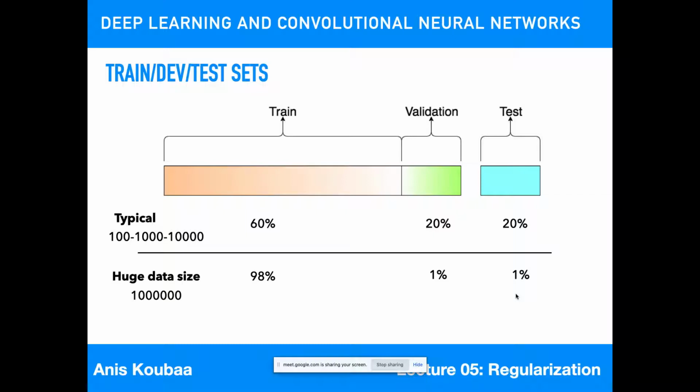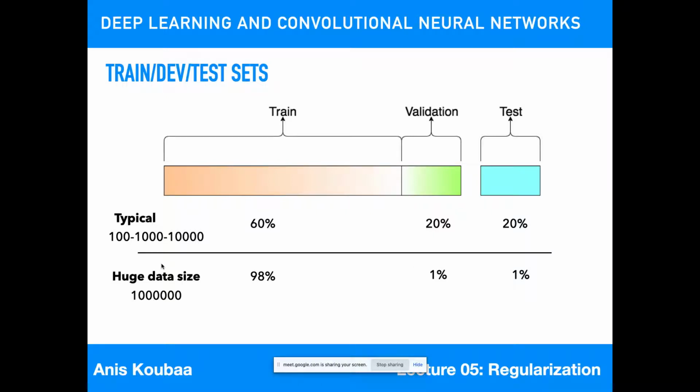That's fine. That's great. But now imagine that you have 10,000 images in total and you make only 1%. What is the 1%? It's going to be 100. 100 is maybe not very sufficient.